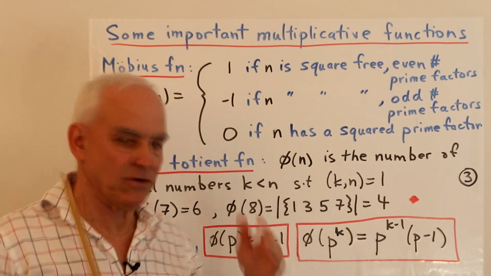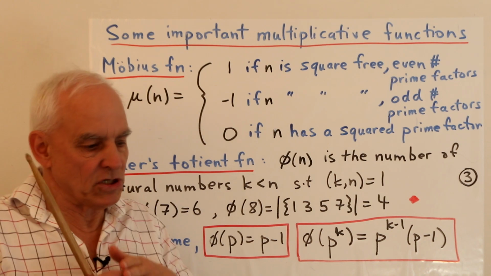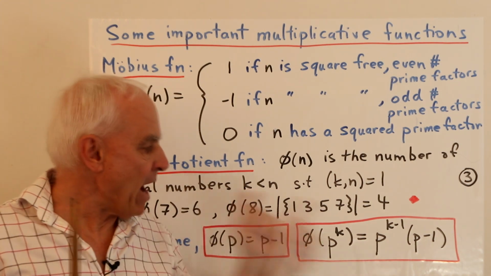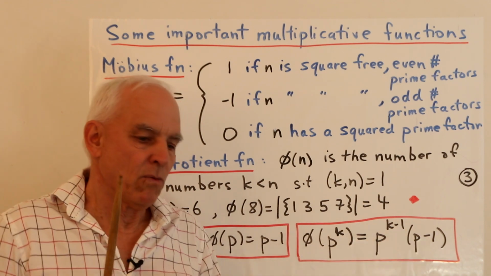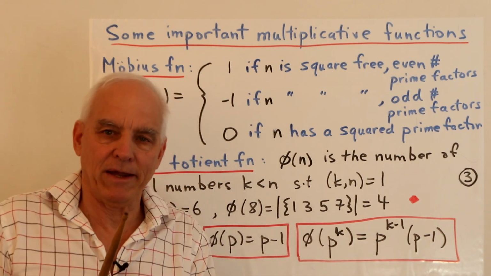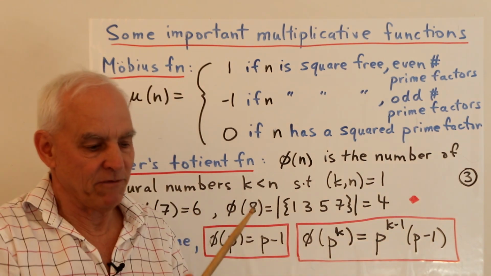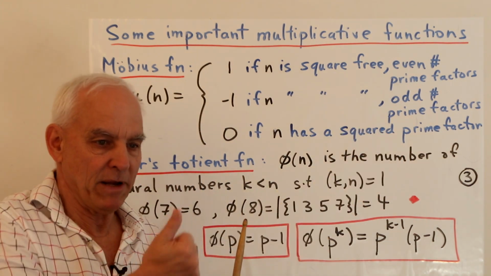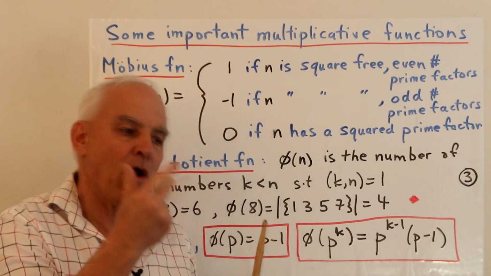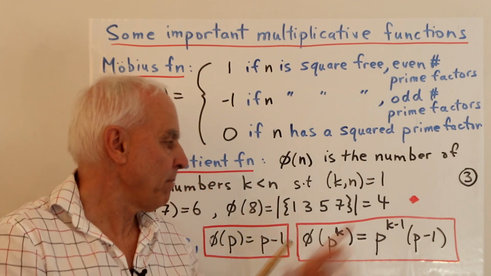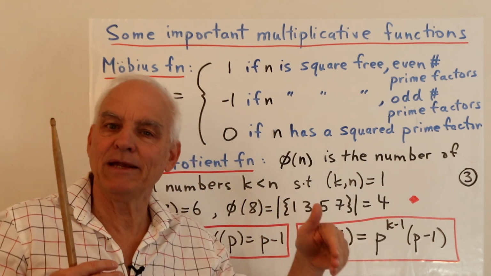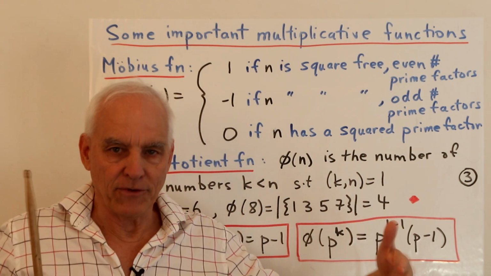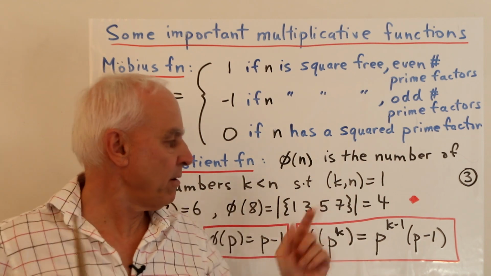This is the same as p to the k, which is all the numbers from 1 to p to the k, minus p to the k minus 1, which are all the multiples of p. All the multiples of p which are less than or equal to p to the k are p times 1, p times 2, p times 3, etc., all the way up to p times p to the k minus 1. So there are p to the k minus 1 of them. So we have to take them away. All the others are relatively prime to p to the k.